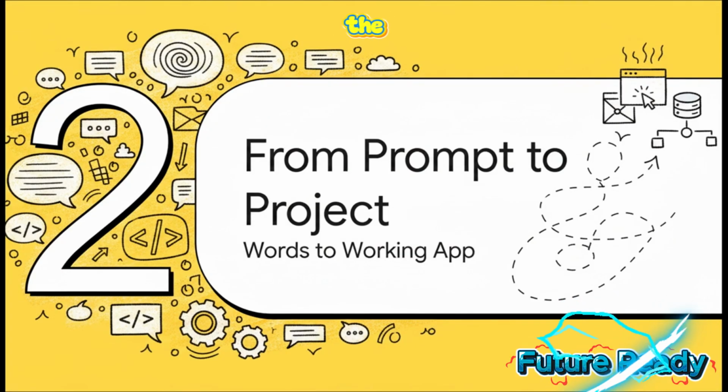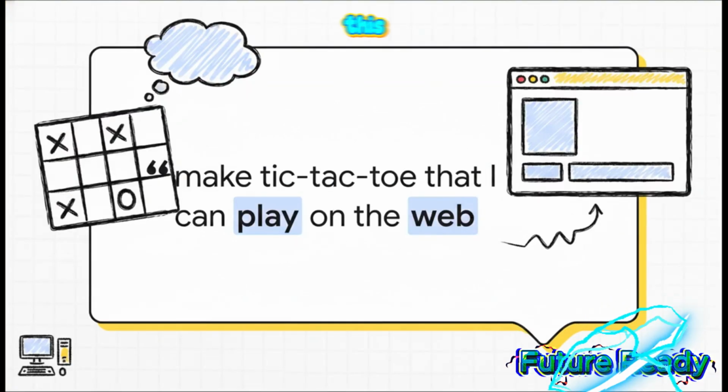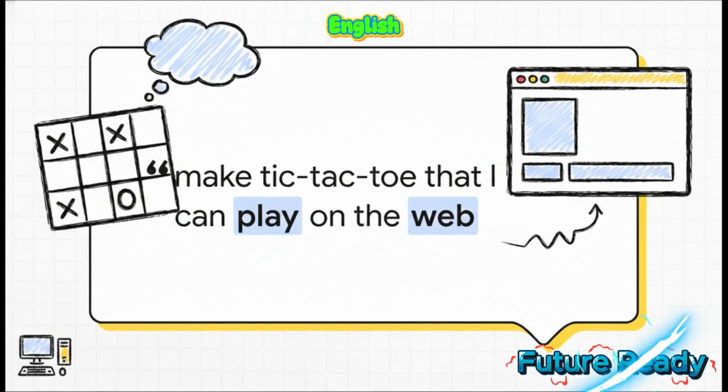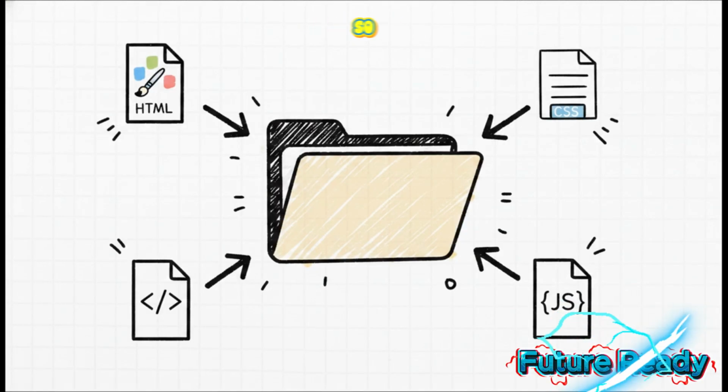Okay, setup is done. Easy enough, right? Now, let's get to the fun part, the part where the magic happens. We're going to turn simple words into a real working app. And this is what blows my mind. You don't need to learn a bunch of complicated code. You just talk to it in plain English. You can literally just type something like, make tic-tac-toe that I can play on the web. Now here's what's so cool about this. It doesn't just spit out one giant messy file of code.